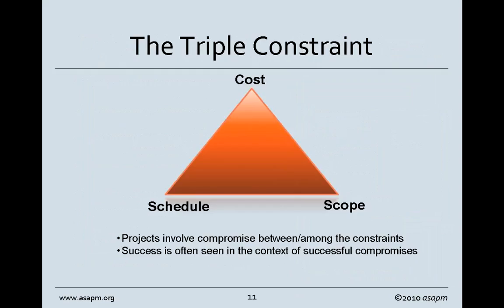If you look at the triple constraint model of cost, schedule, and scope, we have in the past been led to believe through traditional project management that if your project is on scope, on schedule, and within budget, then you have project success. And we can find lots and lots of examples of projects that have come in late that have been actually perceived as successful by the customer, or even over budget and still perceived as a success.